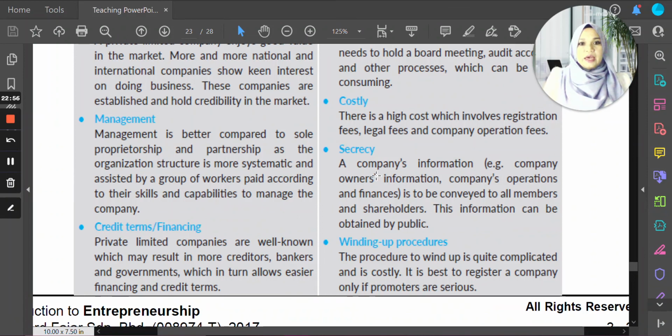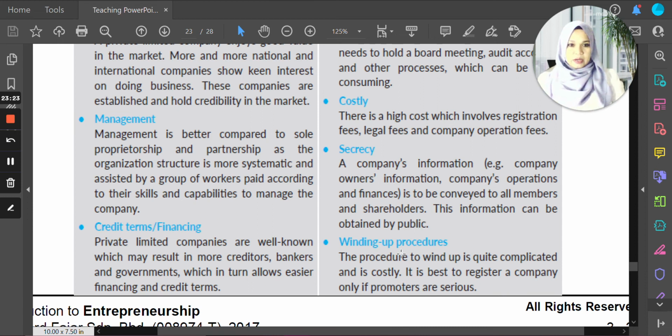And you must know that when talking about a private limited company, about secrecy, a company's information needs to be conveyed to all the members and shareholders, and sometimes it is sensitive information. But this information can be obtained by the public as well. So, no secrecy.